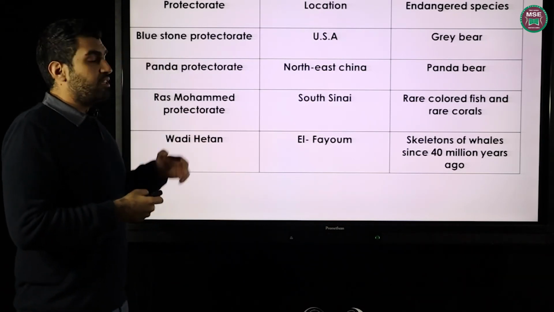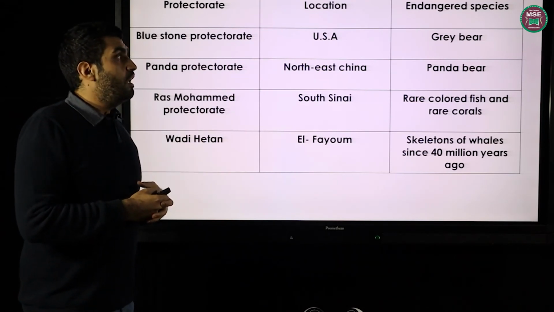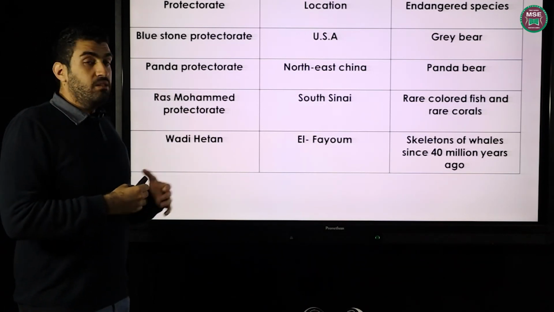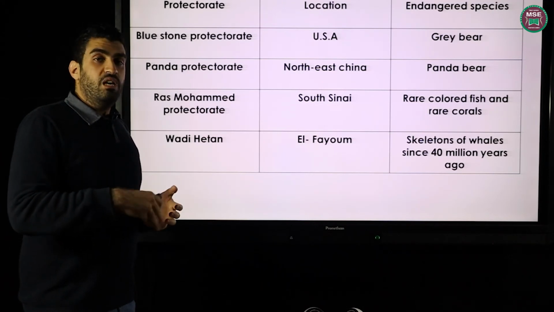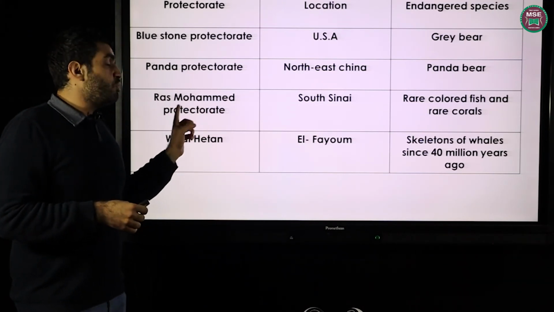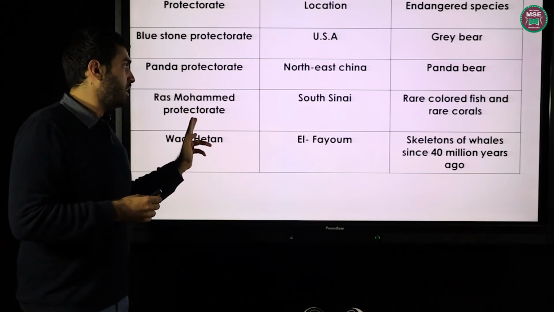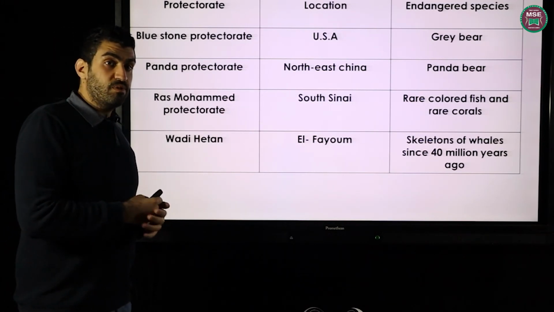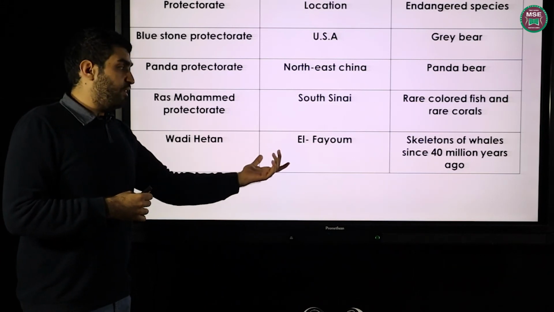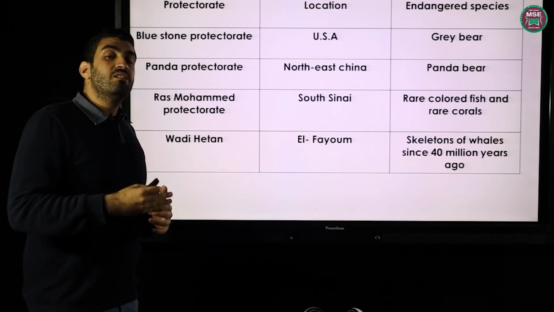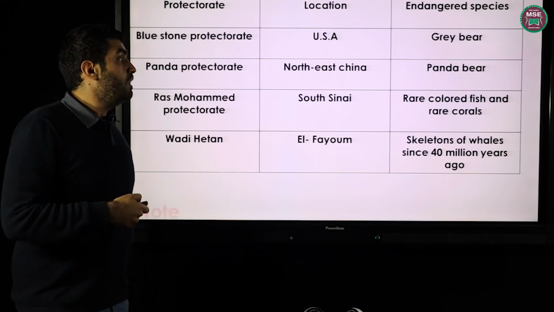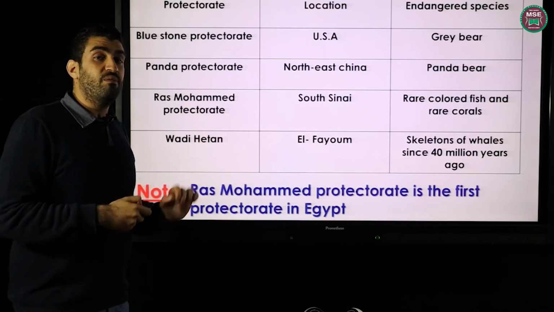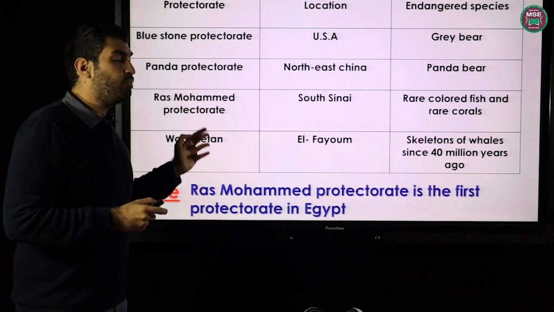The first one is Yellowstone protectorate, which is found in USA, and it protects grizzly bear. Panda protectorate is found in northeast China, and it protects panda bear. Ras Muhammad protectorate, the most important one, in South Sinai, protects rare colored fish and rare coral reefs. Wadi Hitan protectorate is found in Al Fayoum, and it protects skeletons of whales from 40 million years ago. Note that Ras Muhammad protectorate is the first protectorate in Egypt, okay.